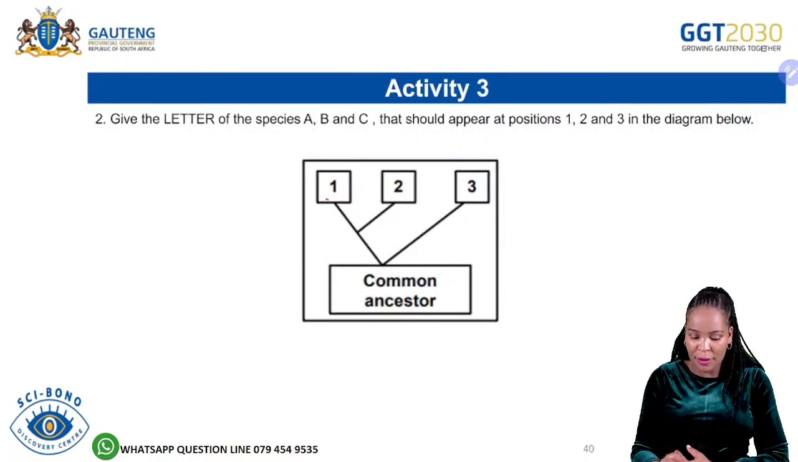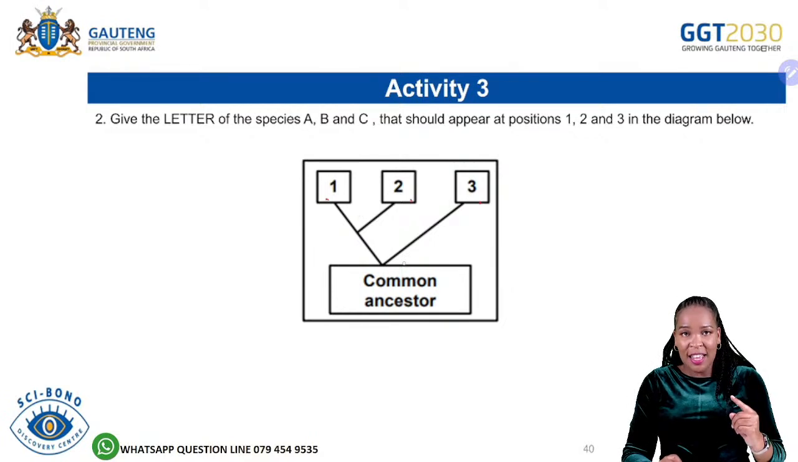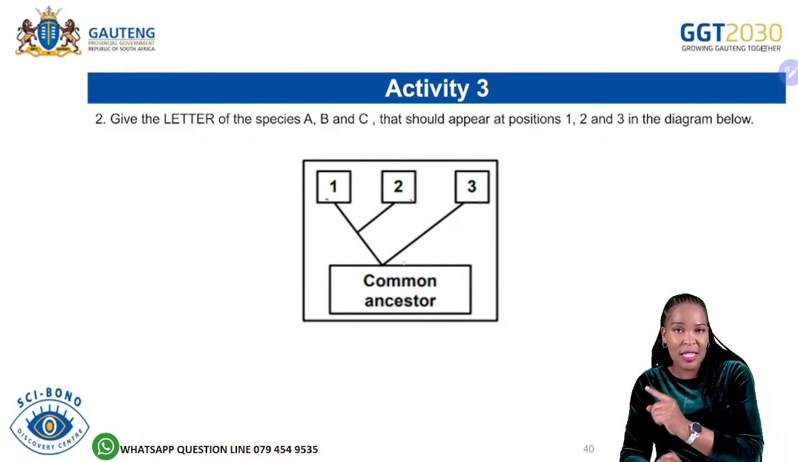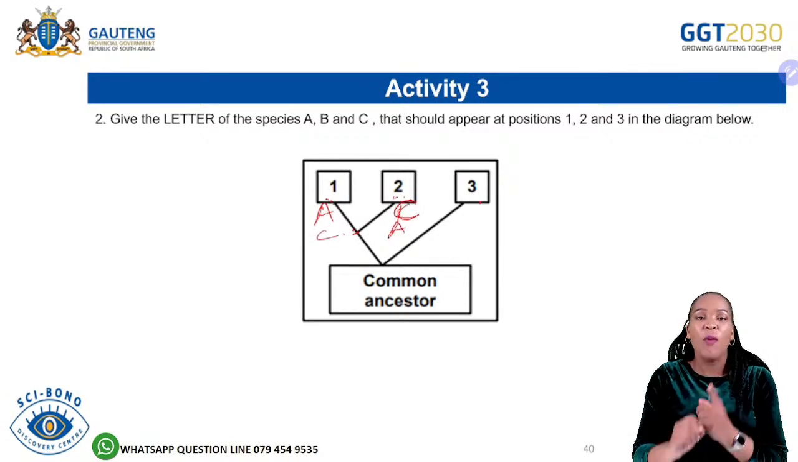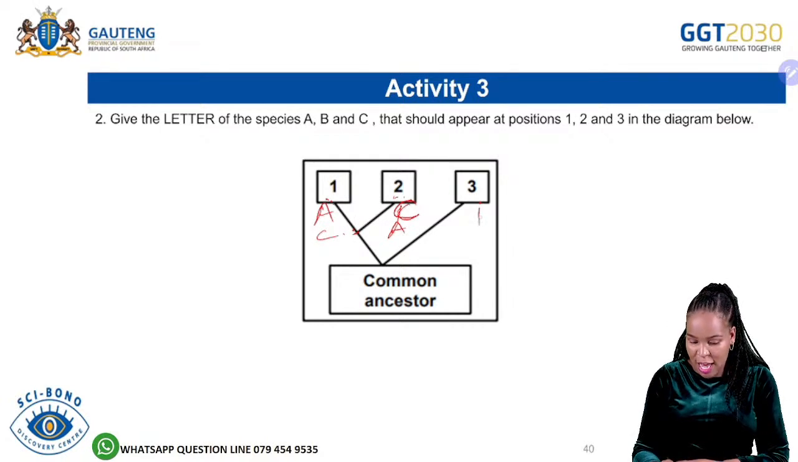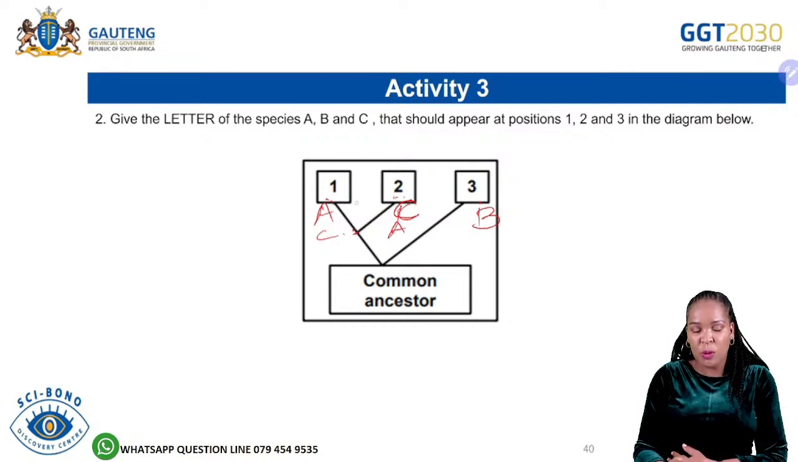So you have 1, 2, and 3. So where would you put your A and B? Bearing in mind that your species A is closely related to species C. So you check your common ancestry. So if this one is branching over here, it shows the close relatedness. So this is where you put your species A and your species C. Or you can put C and A. Either way round will still be correct. And then here you will have your species B, which was a little bit further apart from these 2 species. However, they still share a common ancestor.